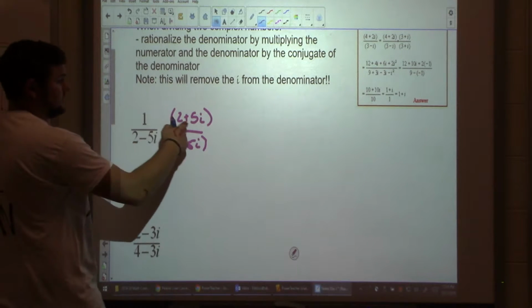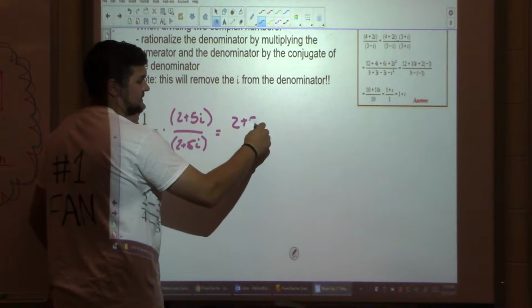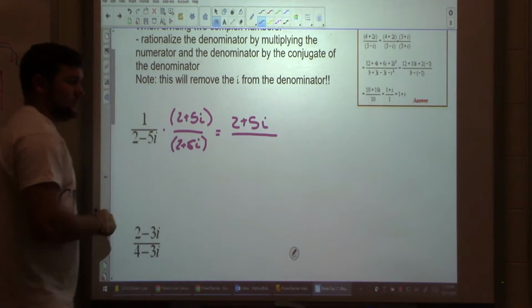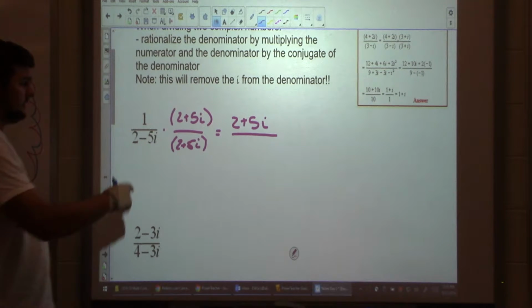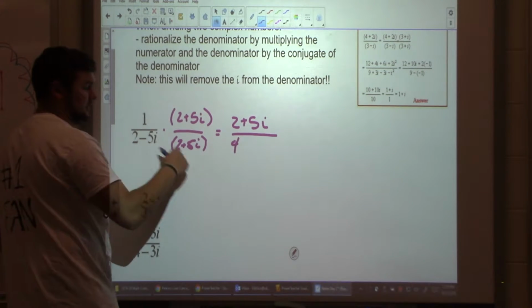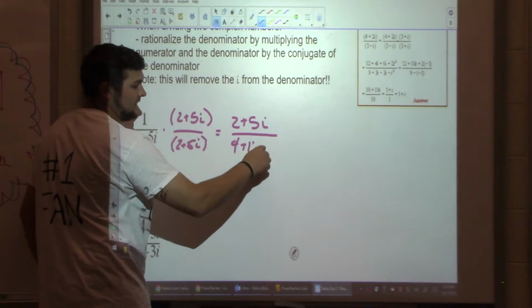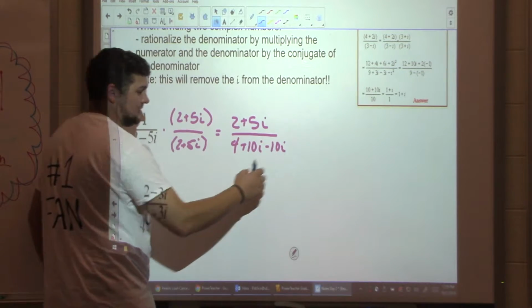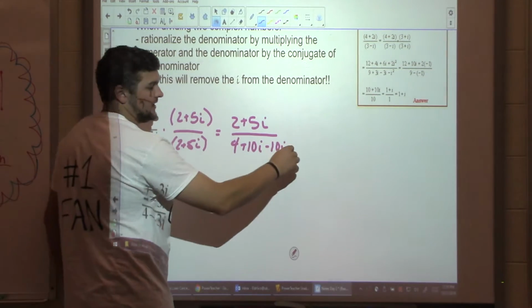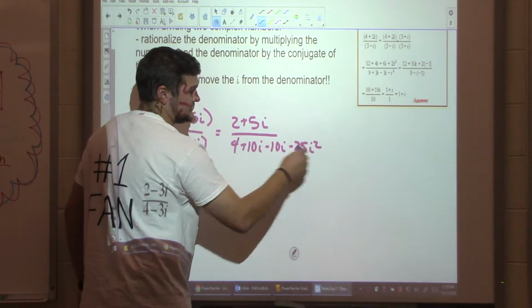Well, the top actually works out really easily. It becomes 2 plus 5i. And what do I have to do to the bottom to solve that out? FOIL. 2 times 2 is 4. 2 times 5i is 10i. Negative 5i times 2i is negative 10i. Negative 5i times 5i is negative 25i squared.